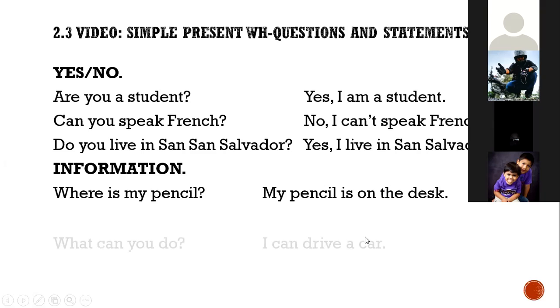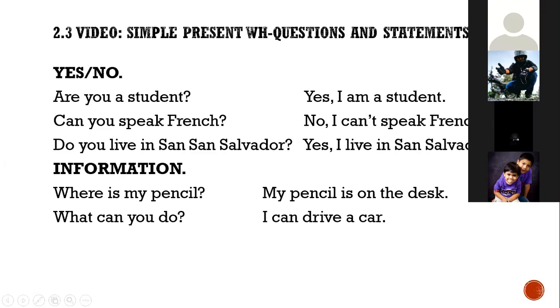Next one. What can you do? I can drive my car. I can drive a car, he says, right? Verb to be with verb to be. Can with can. Where do you go? Where do you go? A dónde, right? I wanna know where do you go.